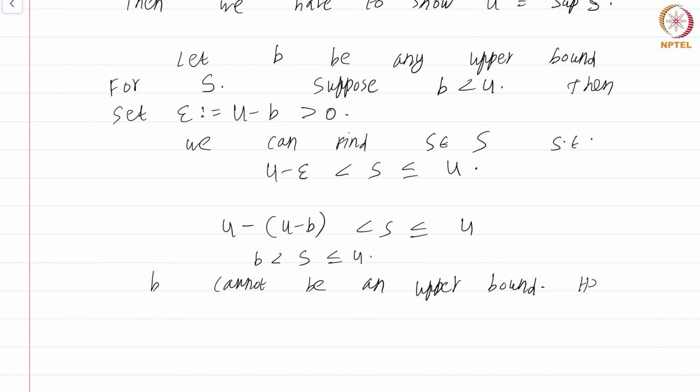Hence we must have U to be the supremum of S. So this completes the proof. Now what we will do is proceed and prove the nested intervals theorem and the Archimedean property in the next module. This is a course on real analysis and you have just watched the module on completeness.